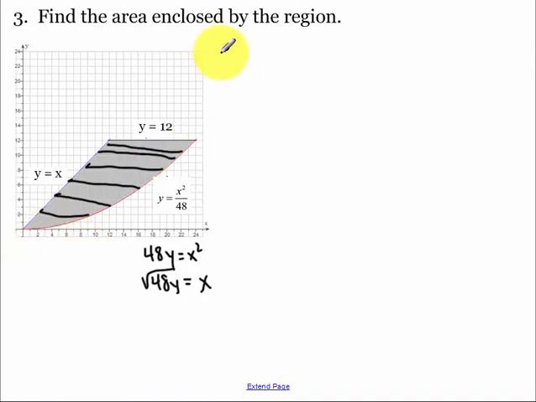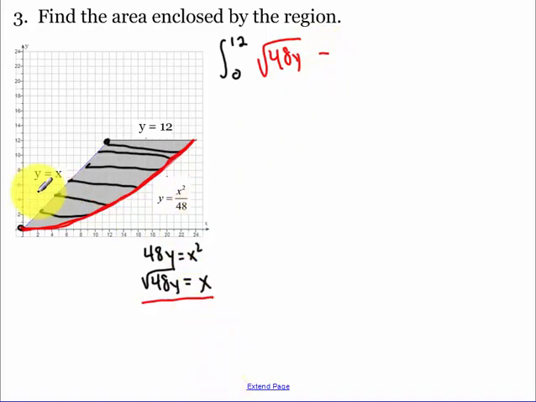So your y boundary is from 0 to 12, of the big X technically, is this function here, just that function there, minus this function here. That function's technically solved for y, and we're integrating with respect to y.